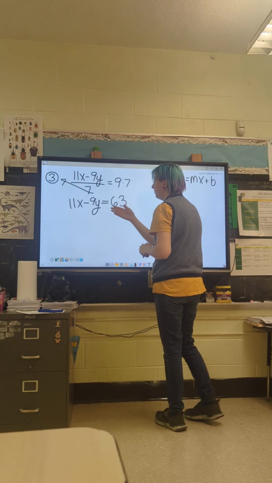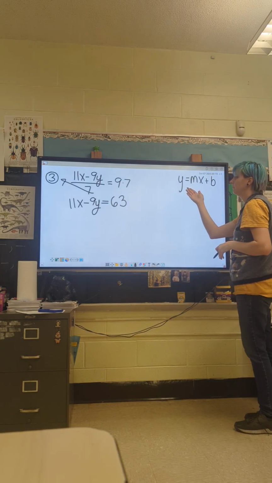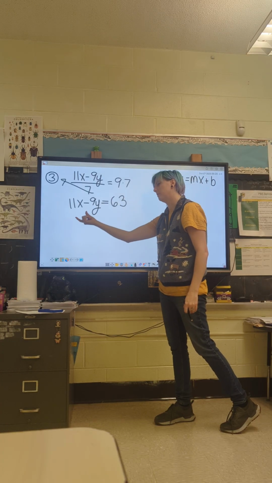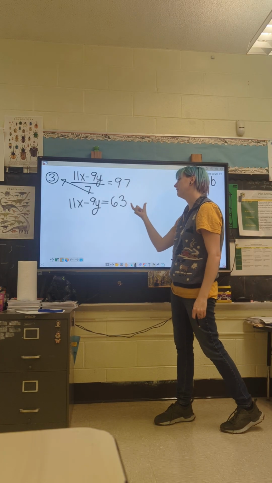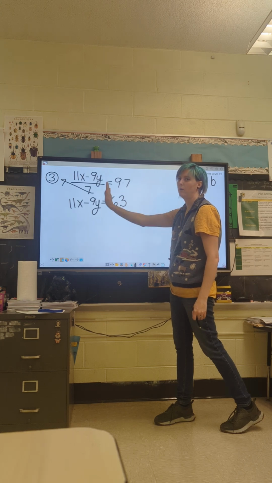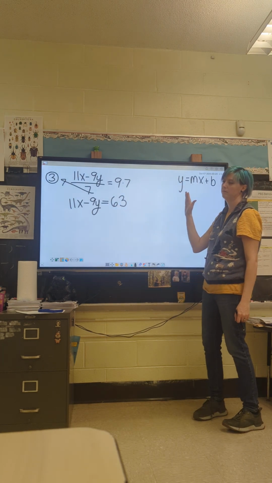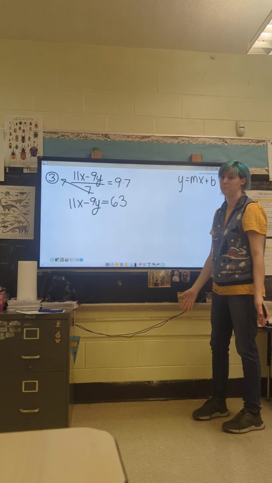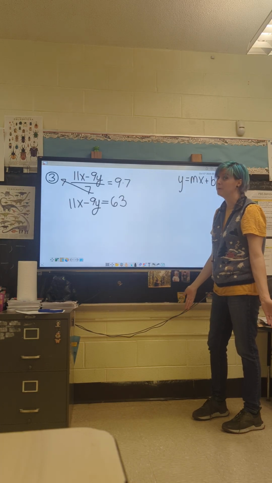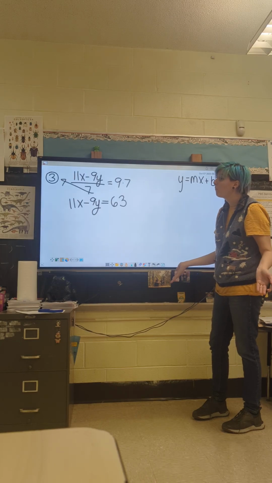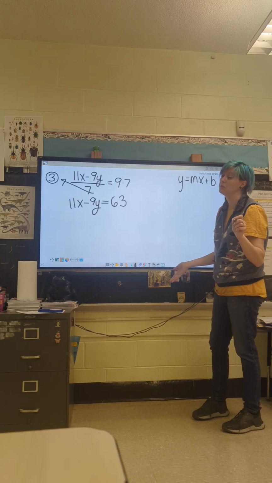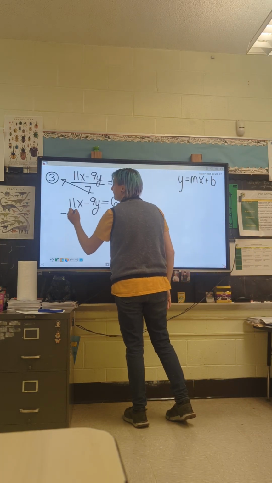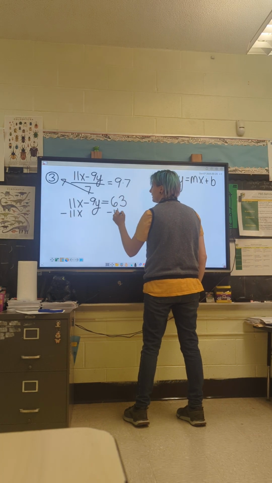And then I want to get y by itself. So if I move y over here, then I got to move the 63 back. Or if I just move the 11x, then y is already by itself on its own side. So I'm moving that 11x. It is positive. So what do I got to do to both sides? Really hoping you said subtract 11x from both sides. Really hoping. Subtract 11x from both sides.